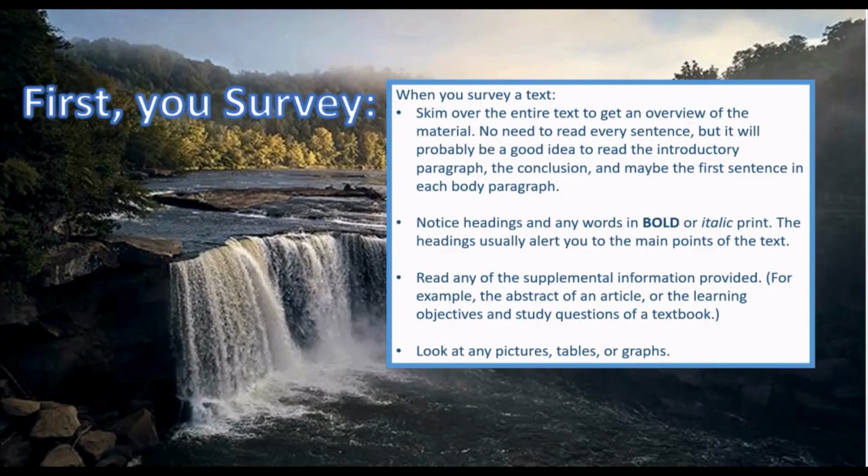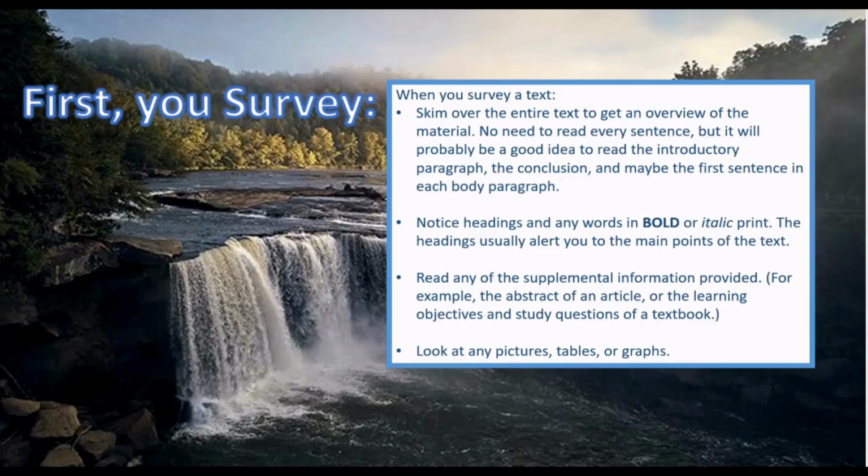So the first step is to survey. When you survey a text, you skim over the entire text to get an overview of the material. No need to read every sentence, but it will probably be a good idea to read the introductory paragraph, the conclusion, and maybe the first sentence in each body paragraph. If you're reading a chapter of a textbook and you have headings, notice those, and in fact, you might read the headings instead of the first paragraph of every chapter. Also, notice any words in bold or italic print.